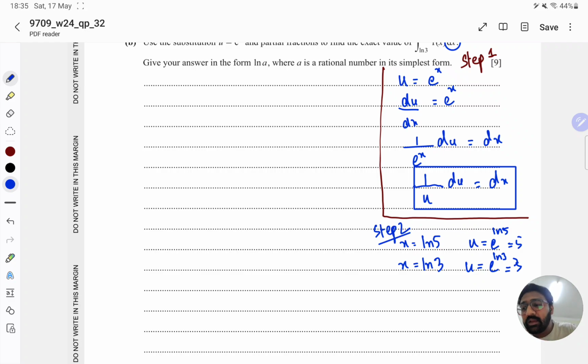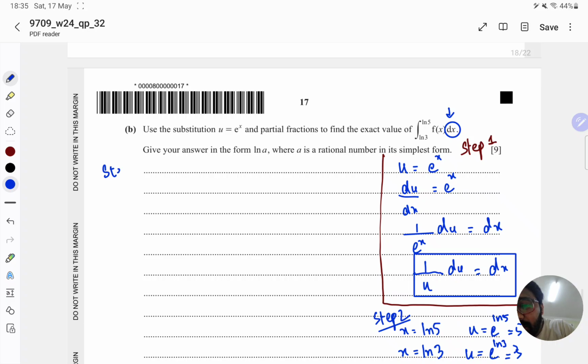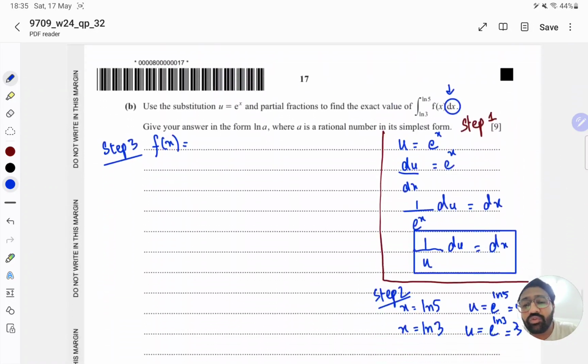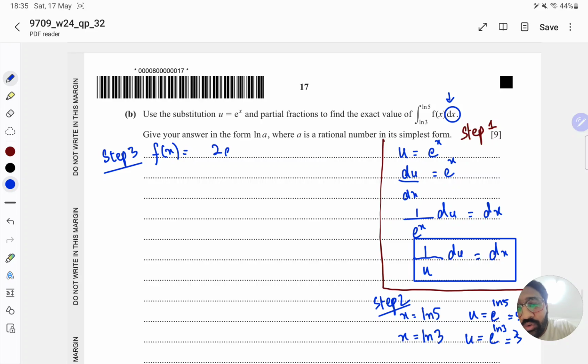Now step number 3 is the function that we have. We just need to replace the e raised to the power x with u. So the function that I have with me is 2e raised to the power of 2x divided by e raised to the power of 2x minus 3e raised to the power of x plus 2.